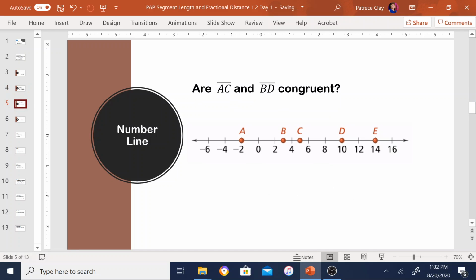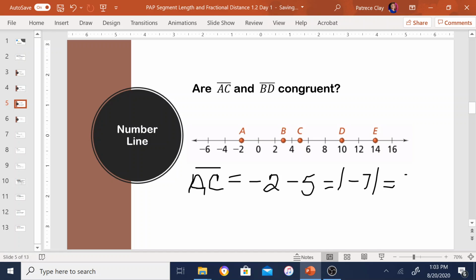Remember I told you to remember the word congruent? What does congruent mean again? That the segments are the same. So are our segments AC and BD congruent? AC, let's start that one first. A to C is equal to -2 minus 5, which is equal to the absolute value of -7. So the segment is 7.